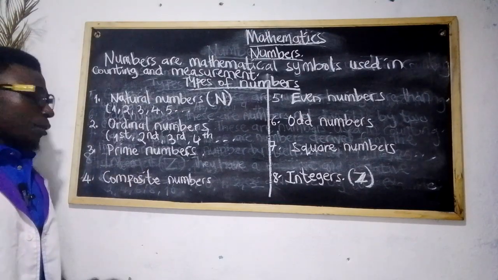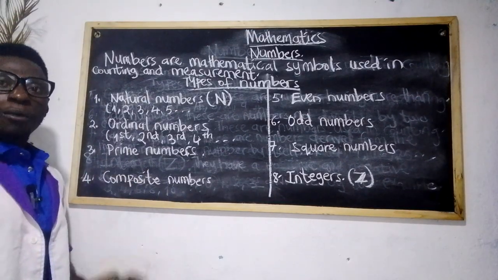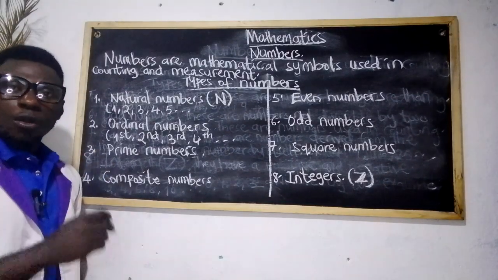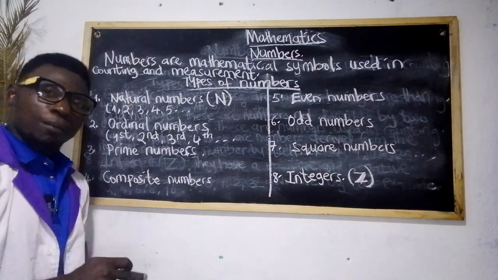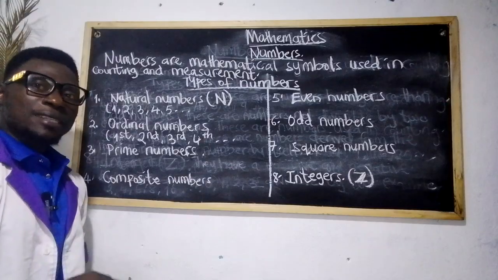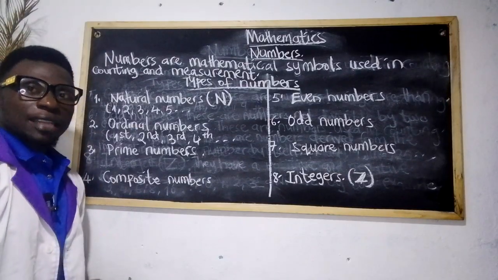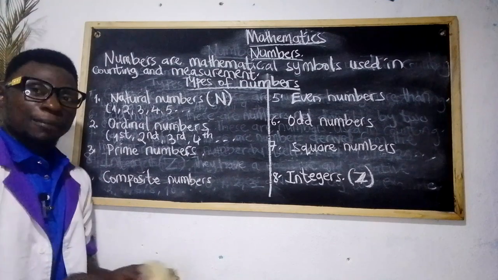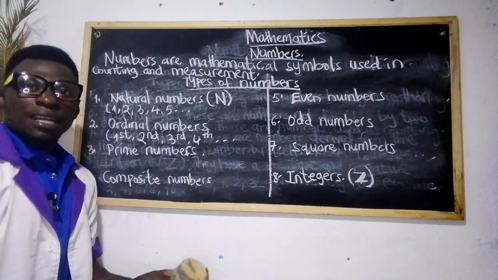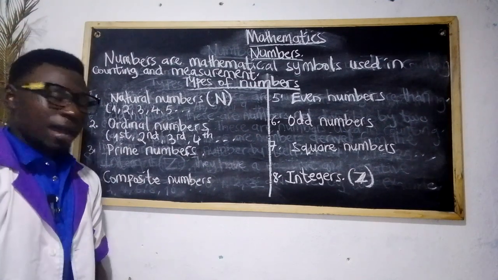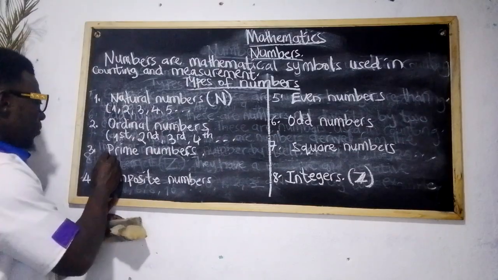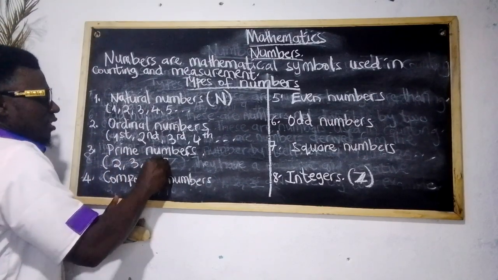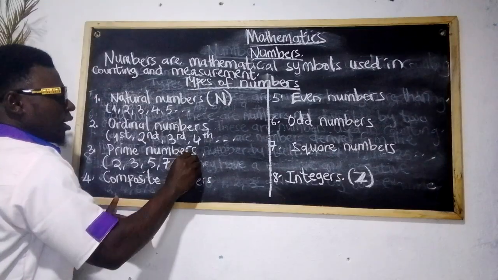The third type of number that we're going to see is prime numbers. What are prime numbers? Prime numbers are numbers that have just two factors, 1 and the number itself. Take note of these definitions of types of numbers I'm giving you. Prime numbers are numbers that have just two factors, that is 1 and the number itself. Examples of prime numbers we have 2, 3, 5, 7, 11, and so on.